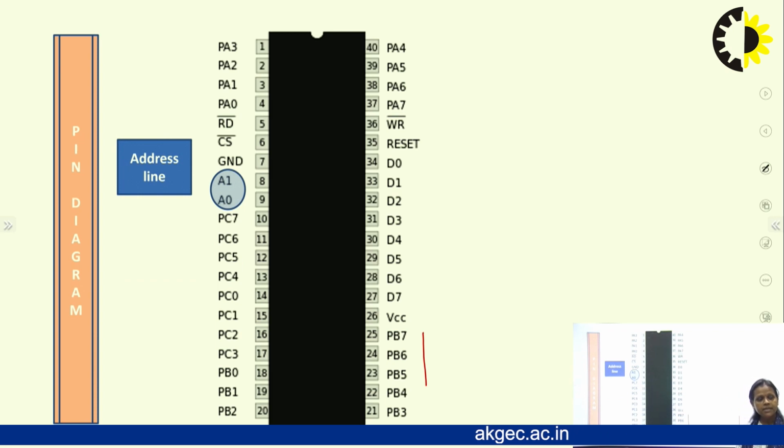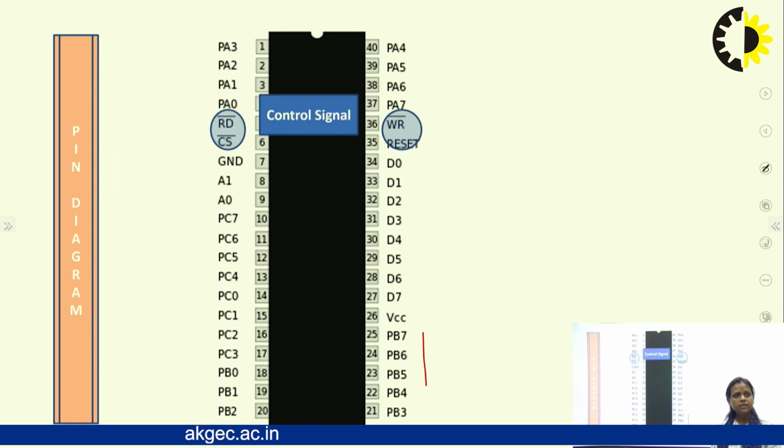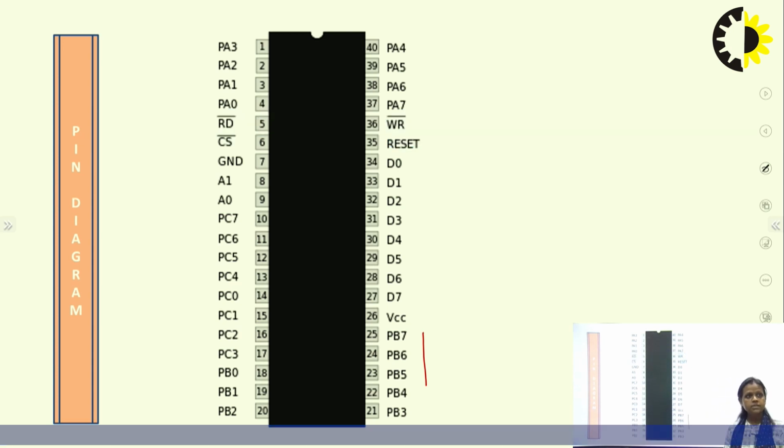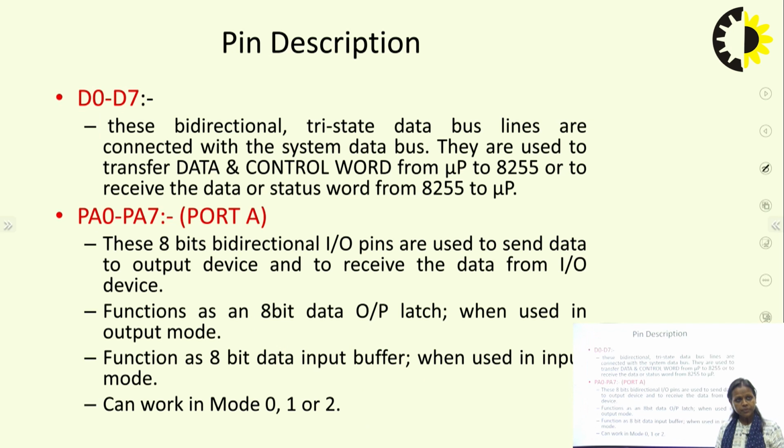Then here we can see A1, A2, pin number 8 and 9. These are address lines. And then there are the control signals: read, write, chip select, and reset. These come under the control signals. Then we will discuss the functioning of all these pins one by one.